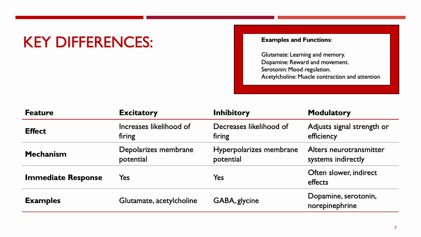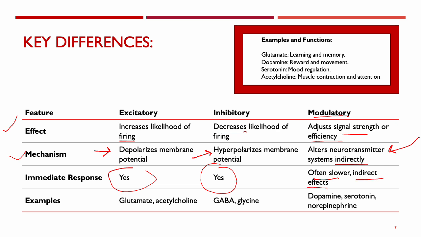So let's better visualize this by putting it into a table to see the key differences between them. So for effect, excitatory increases the likelihood of firing, inhibitory decreases likelihood of firing, and modulatory ones adjust signal strength or efficiency. Mechanism of excitatory is to depolarize membrane potential. Inhibitory is to hyperpolarize membrane potential. And modulatory alter neurotransmitter systems indirectly. Immediate response, excitatory, yes. Inhibitory, yes. Modulatory, often slower, indirect effects.